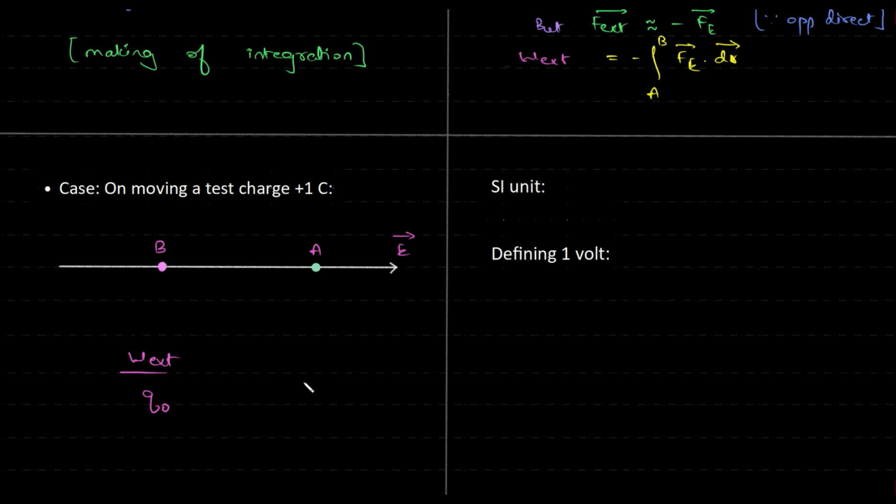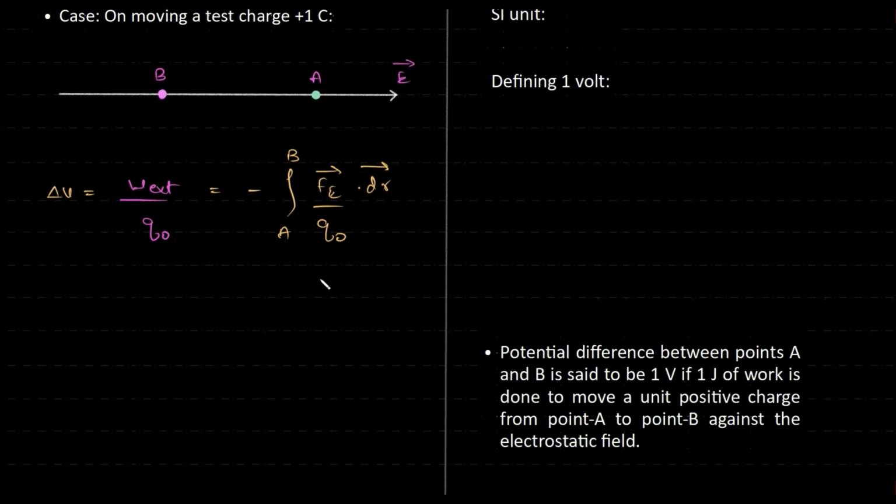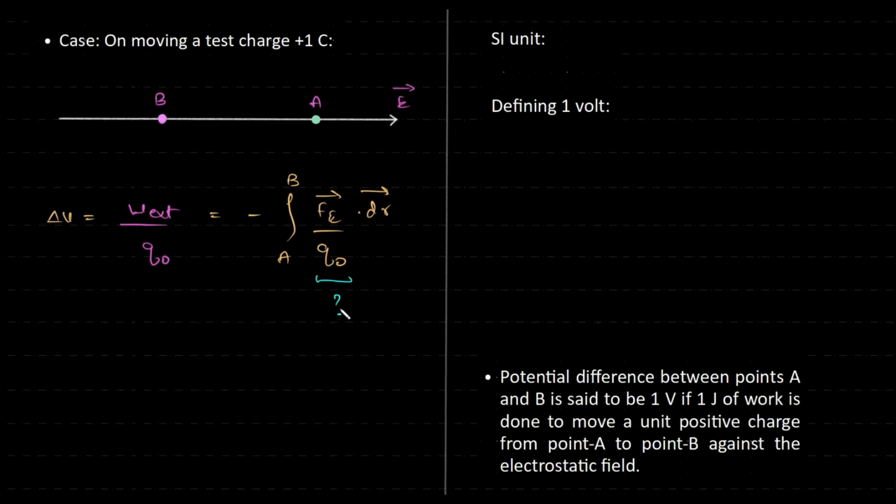For example, if I buy 10 apples or 10 books, 10 erasers, and I want to find the cost of one, what should I do? I'll divide it. As simple as that, is it not? And this idea is your potential difference. So basically, this is nothing but the electrical force dotted with dr, divided by Q naught. And what is this quantity? Think of it, pause and think, what is this quantity?